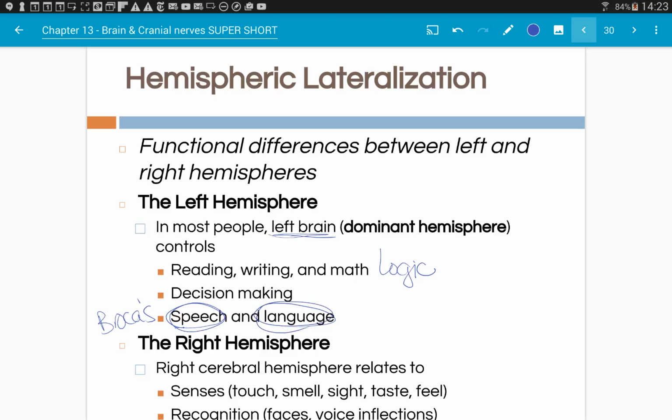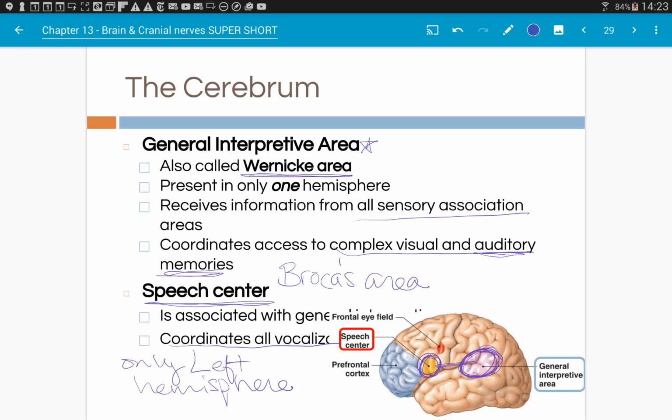So if we back up, one thing I probably didn't explain very well is if this general interpretive area is damaged, a person would have a hard time understanding speech. Okay? So people are talking to them and they cannot convert those words to anything meaningful. Because part of that is auditory. And so if either one of those two regions, the speech center or general interpretive area, are damaged, it affects your ability to communicate vocally.